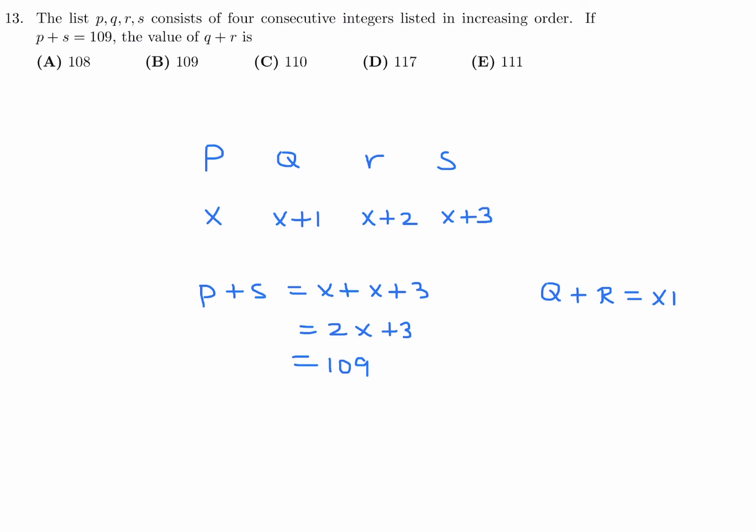Q plus R is x plus 1 plus x plus 2. So that's going to be 2x plus 3. Oh, that's the same. So therefore, that's 109 also. Okay. Number 13, the answer is B.